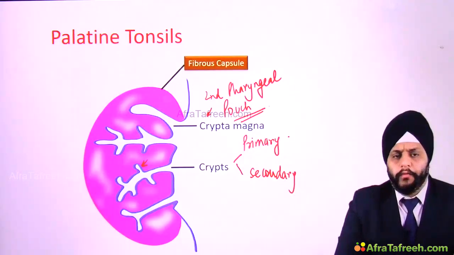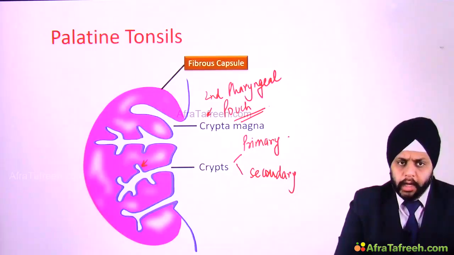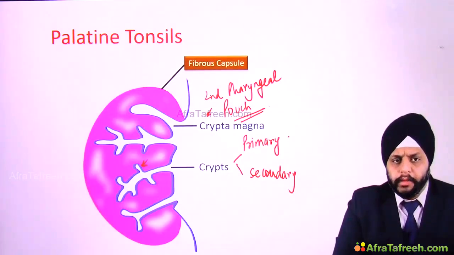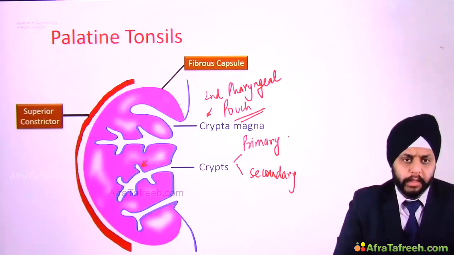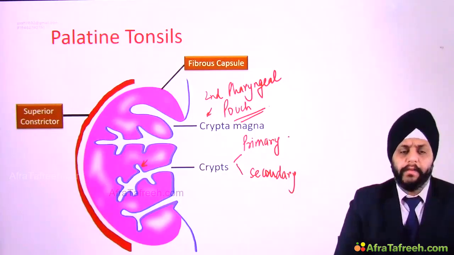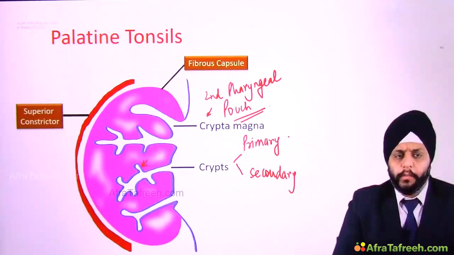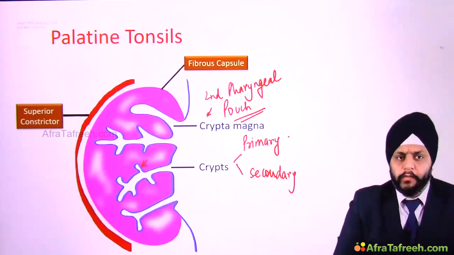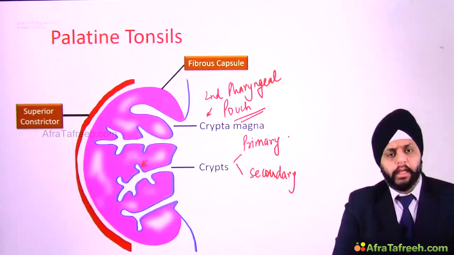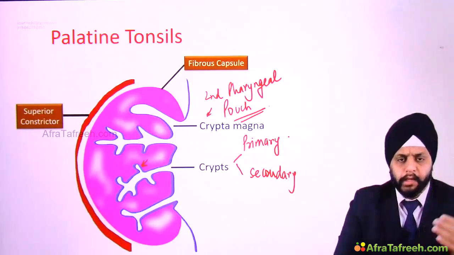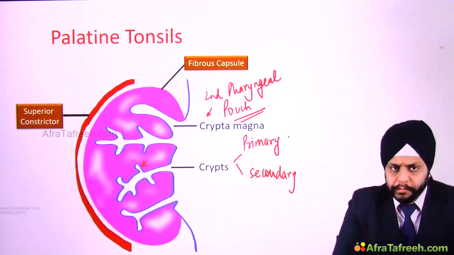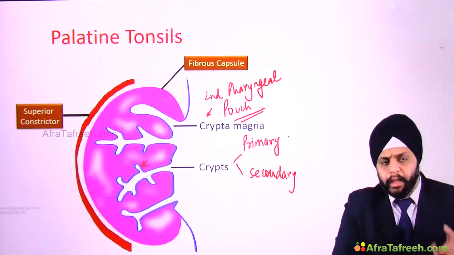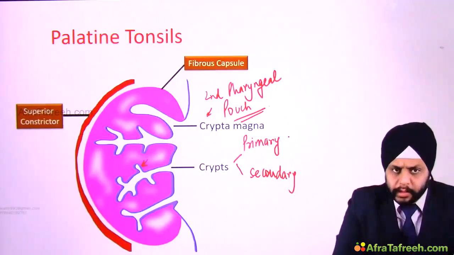Now we know from our earlier knowledge of the anatomy that these palatine tonsils lie in the bed that is formed by the superior constrictor muscle. Remember, when we discussed the pharyngeal wall, we saw the superior constrictor muscle and we also saw the palatine tonsil over there. So the bed is formed by the superior constrictor. Remember, the anterior tonsillar pillar is formed by palatoglossus and the posterior tonsillar pillar is formed by palatopharyngeus. But the bed is formed by the superior constrictor muscle.